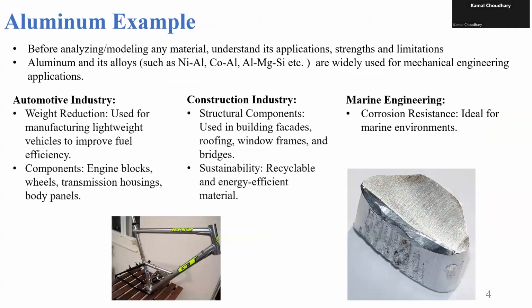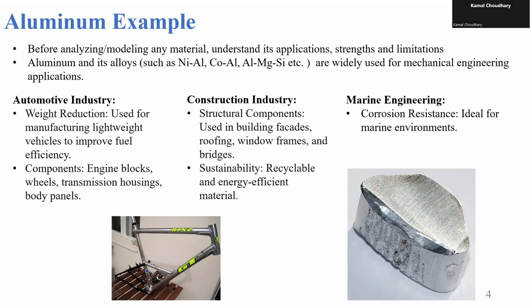So let's start with aluminum as an example. Just as a general note, before you do any modeling of any material system, whether it's a metal, ceramic, polymer, or so on, it's important to understand the applications and the strengths and limitations of that modeling method. Here we are choosing aluminum because it's an extremely popular material for mechanical engineering applications, and not just aluminum, their alloys could be very important as well.